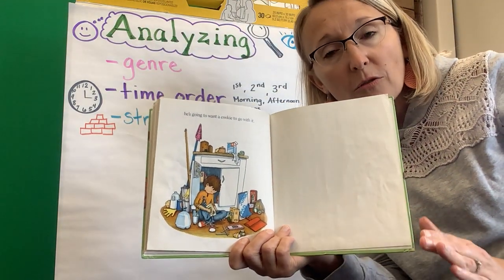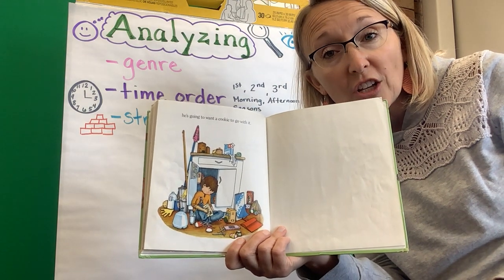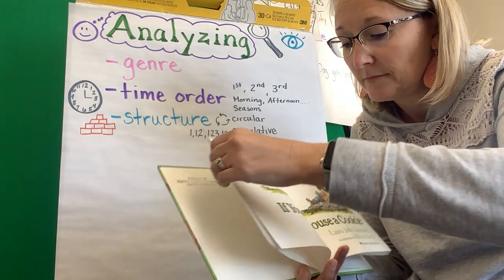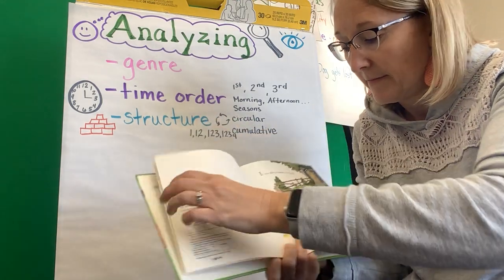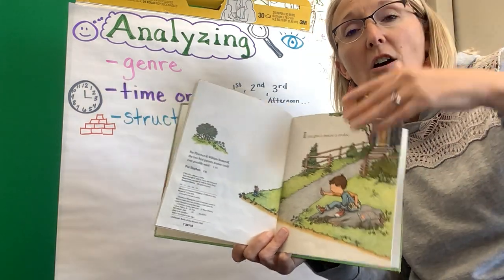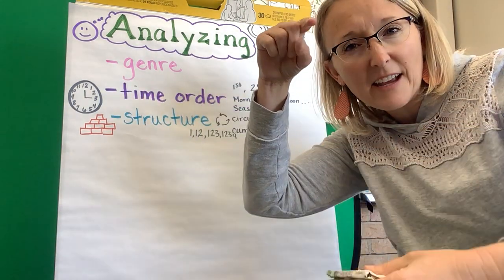So the reason this story is a circular story, we started with you gave him a cookie. And from there, all this stuff started, right? So it's like a clock. Think about it like that.